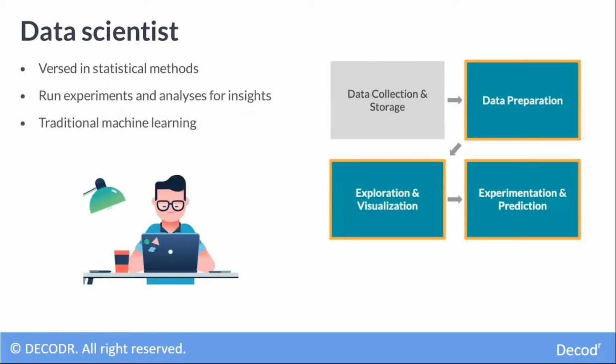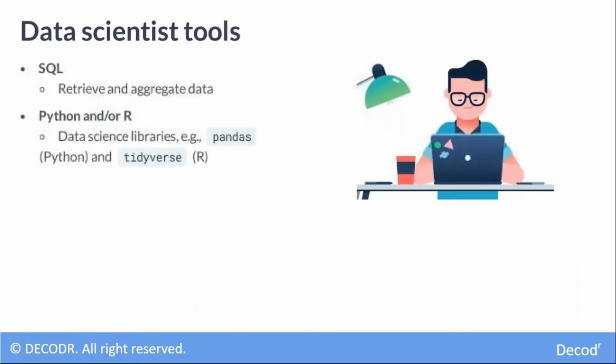Data scientists have a strong background in statistics, enabling them to find new insights from data rather than solely describing data. They also use traditional machine learning for prediction and forecasting. So within the workflow, they focus on the last three stages: data preparation, exploration and visualization, and also experimentation and prediction. So similar to analysts, data scientists have strong skills in SQL.